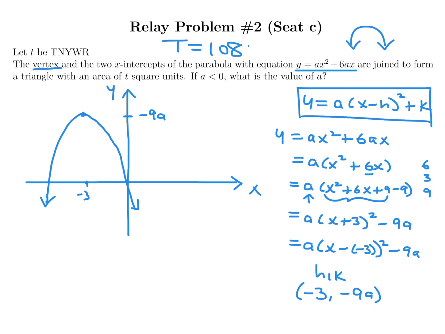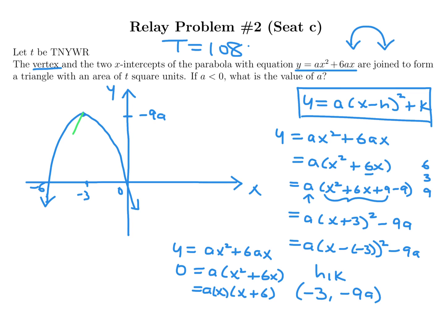Okay, and then what are they saying? The two x-intercepts. The two x-intercepts are easy. You just set y equal to 0. So that would be ax squared plus 6ax equals 0. Factor out an a times x, and that would be x plus 6. So x is either 0 or minus 6. So I drew that pretty good. Okay, and then of course they're saying that you're going to draw this triangle that kind of joins like this.